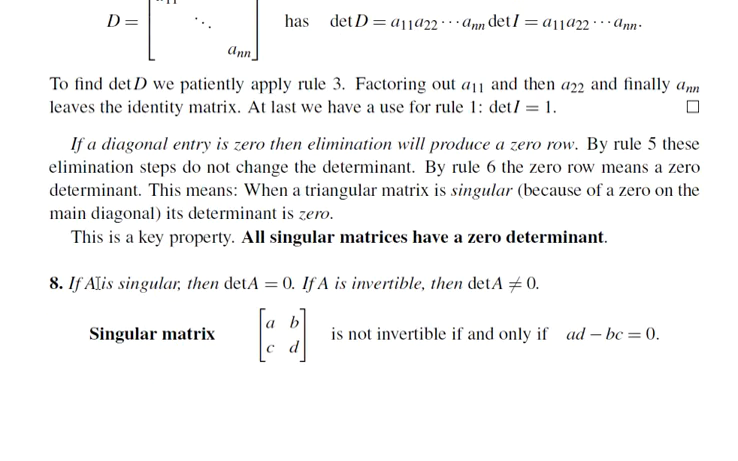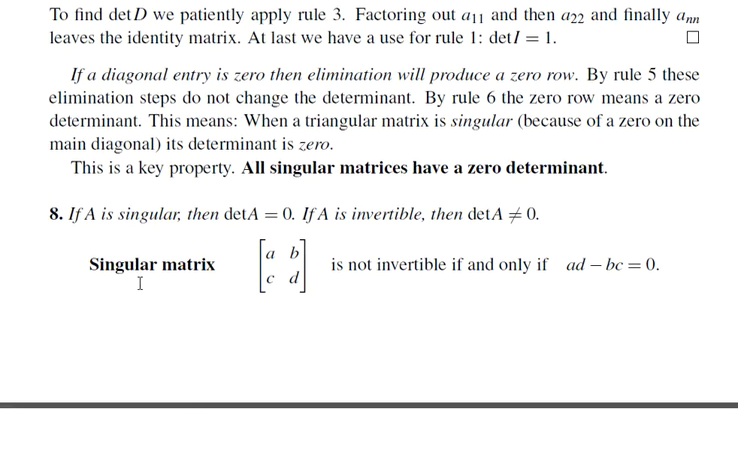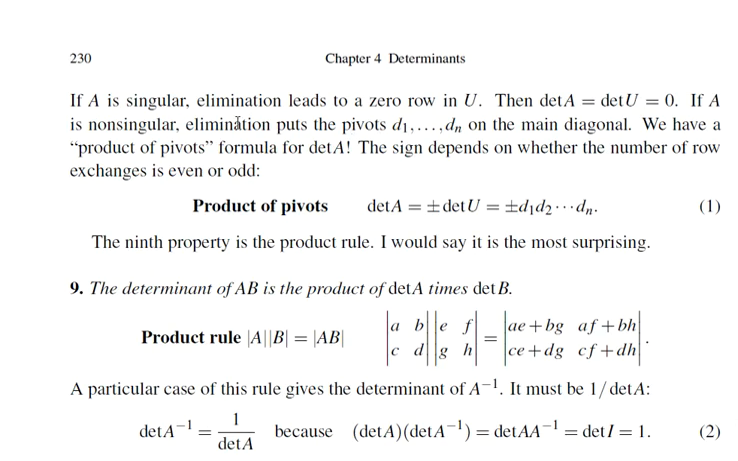Then the next property is if A is singular, then determinant of A is 0. If A is invertible, then determinant of A is not equal to 0. For that, let's consider the matrix ABCD, which is not invertible if and only if AD minus BC is equal to 0. The proof of that one is a bit easier.